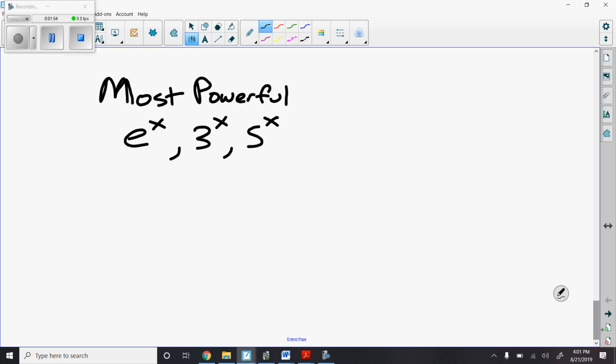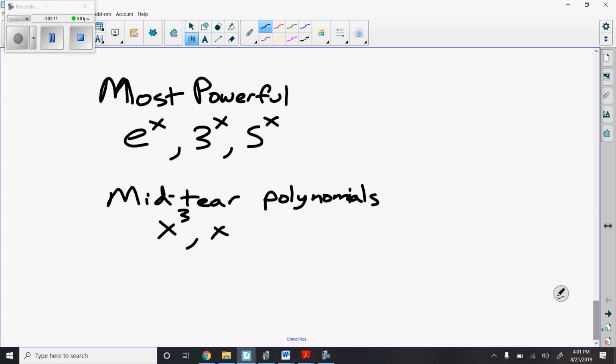Kind of our mid-tier are our polynomials. Things like x cubed, x to the fifth. Even if you think about square root x, we want to think of it as x to the 1/2 power, things like that. And then our least powerful are logs.